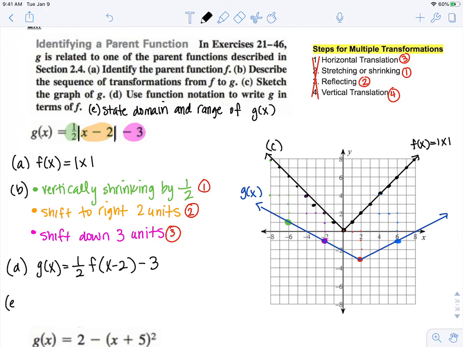And now E, we're adding on the domain and the range. Well, we can see from this blue graph, it extends on forever to the left and right. So our domain is negative infinity to infinity. And our lowest y value is -3. And we go up to infinity.